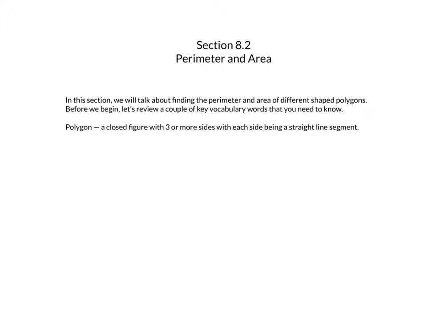First of all, a polygon. A polygon is a closed figure with three or more sides, with each side being a straight line segment. So, if I were to give you something like this, the way I have it drawn right now is not a polygon. It does have three sides that I tried to make as straight as possible, but it's not closed. By closed, I mean that I would need to close it up so I have an inside.